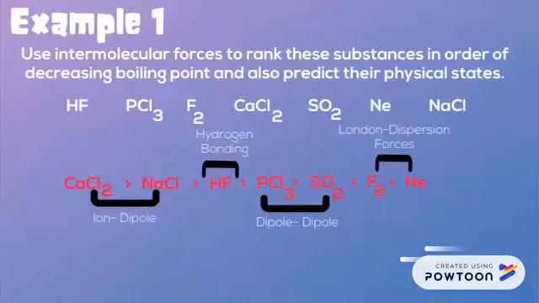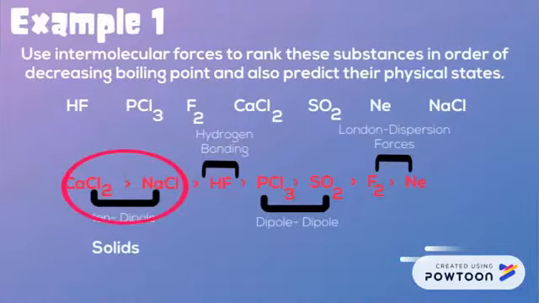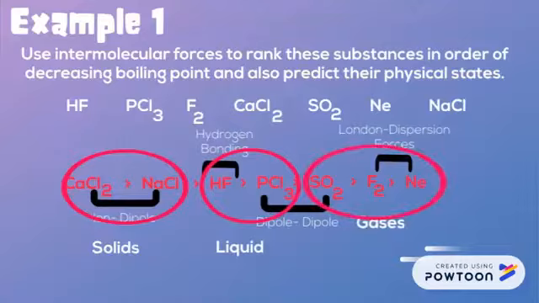Let's go back to example number 1 and predict the physical states of these molecules. Our two ionic compounds are going to be our solids. Our hydrogen bonding HF will be a liquid. Our higher massed dipole-dipole molecule will also be liquid, leaving the remaining 3 smaller molecules as gases.